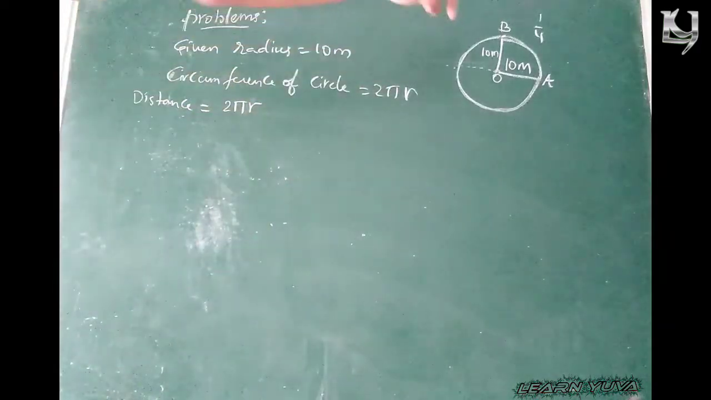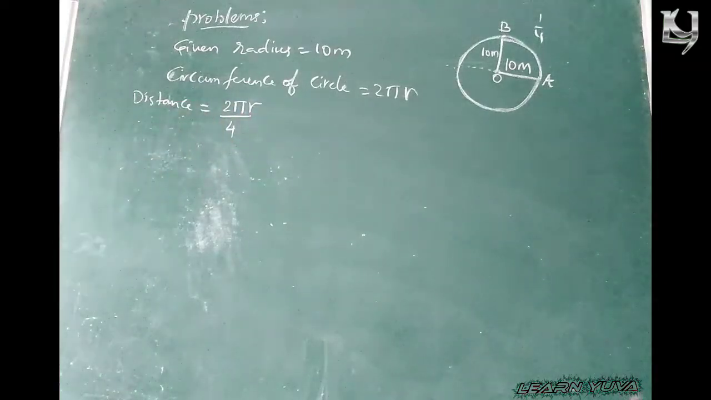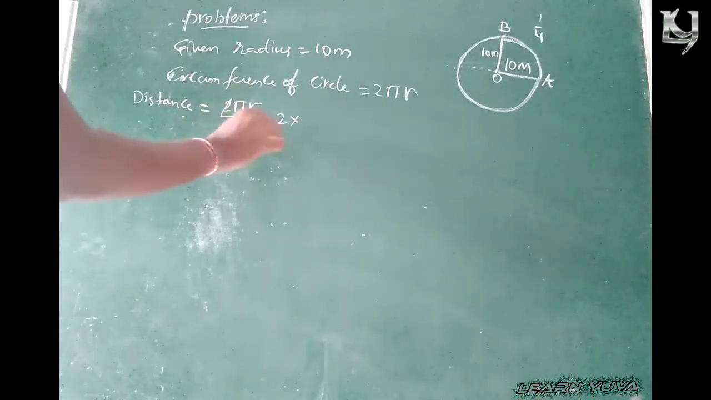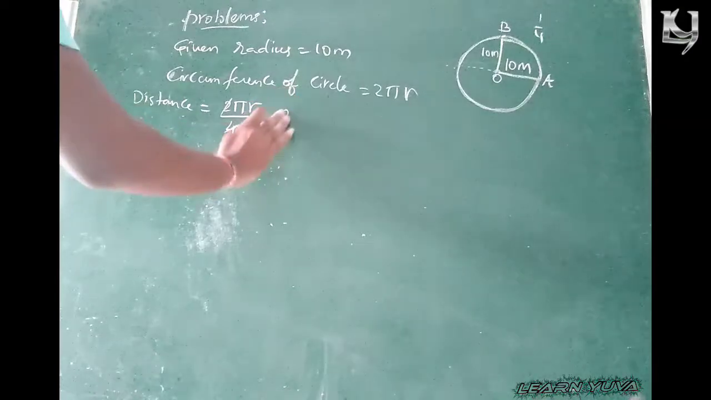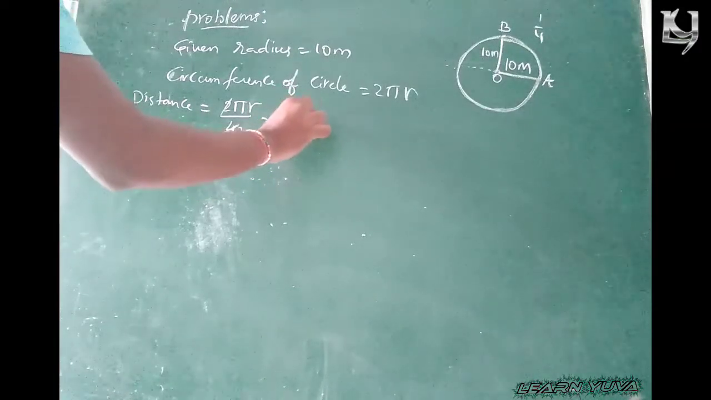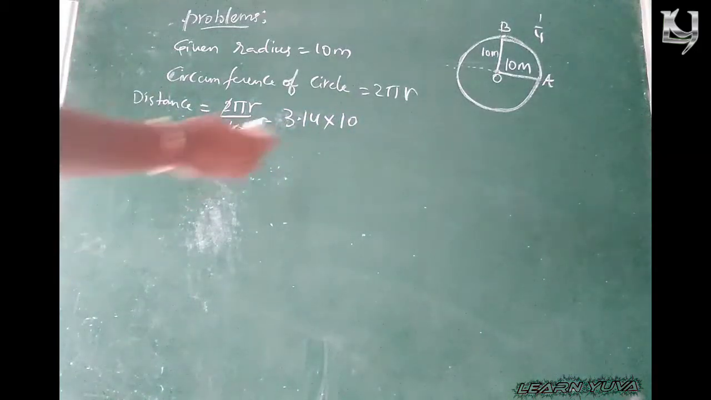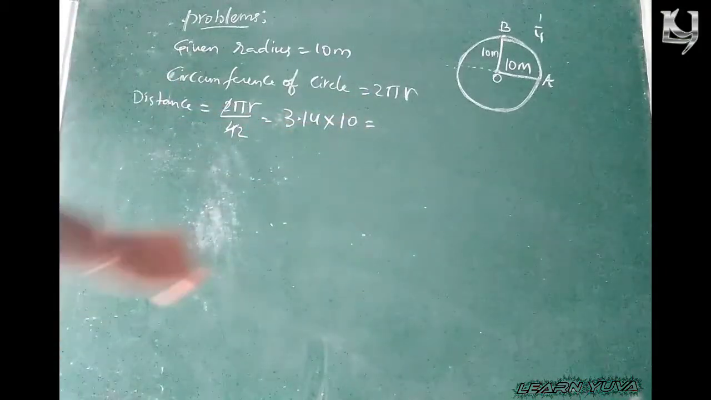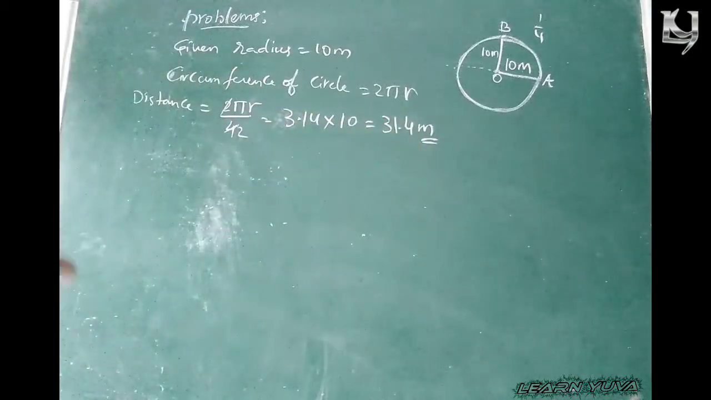But he asked 1/4th part, so divide by 4. That is equal to 2 into, okay, cancellation. Pi value 22/7, let's take as 3.14, into R value 10. 22/7 or 3.14 is same. So 3.14 into 10, 31.4 meters for this part.